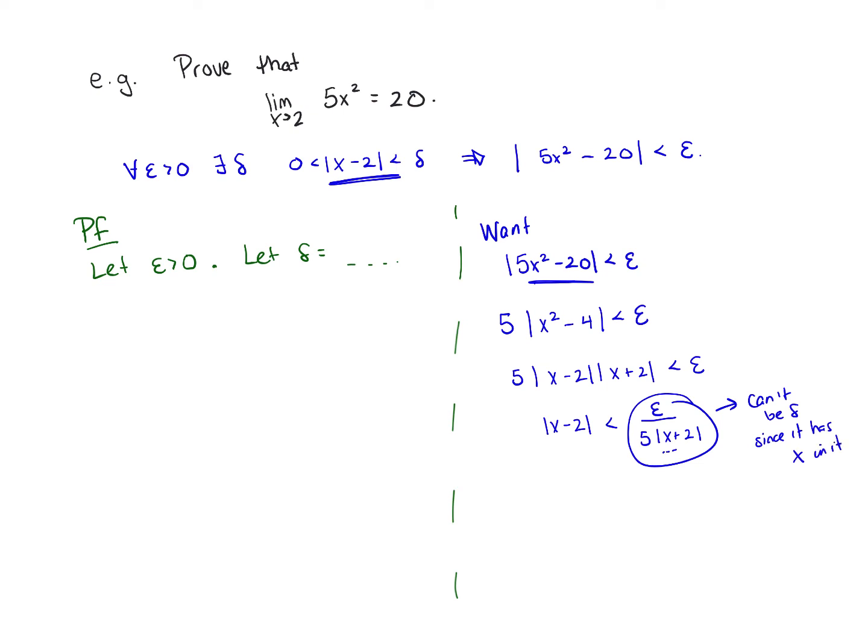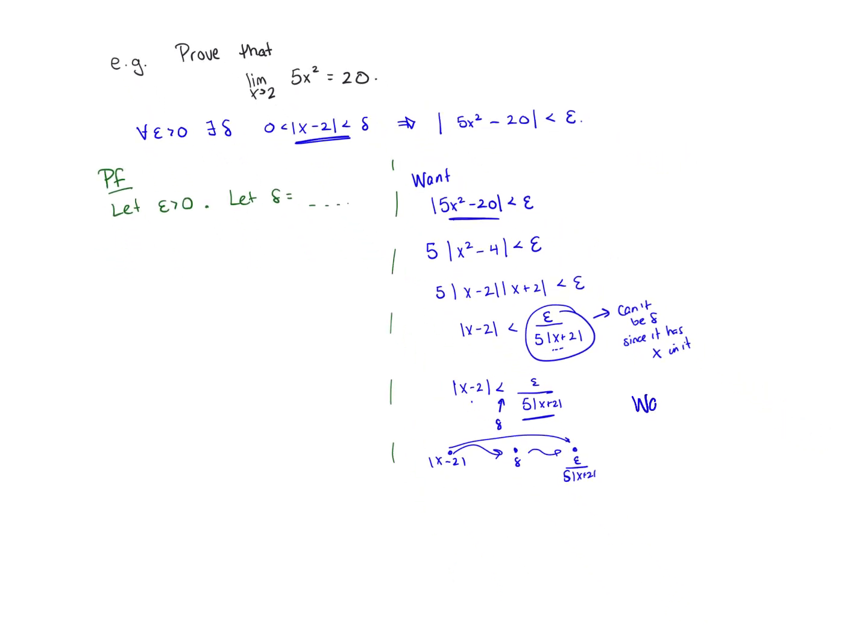So we need to keep working, and we need to think about, is there something that I know that this quantity is definitely going to be less than? If I had some delta here, and I knew |x minus 2| was less than that delta, then I wouldn't necessarily know that it's going to be less than this. So I actually want to find some quantity on the other side. If I make some quantity in between, my delta, then if I have |x minus 2| less than some delta, and that delta is less than epsilon over 5 times the absolute value of x plus 2, then for sure |x minus 2| is going to be less than that. So I'll be good.